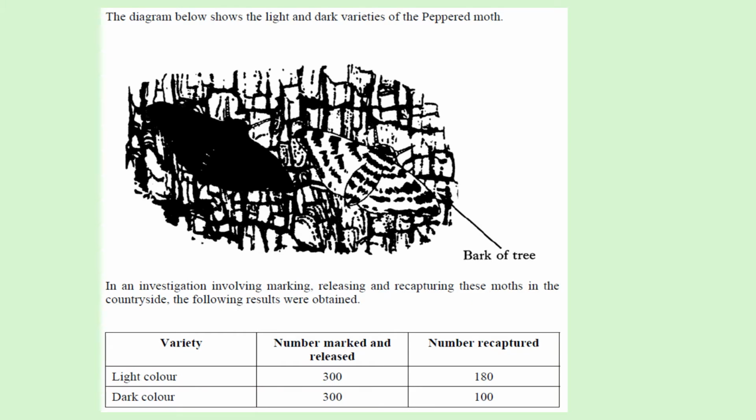So let's see if we can answer this SQA question, which says, the diagram below shows the light and dark varieties of peppered moth. So you've got pictures of the moth. In an investigation involving marking, releasing and recapturing these moths in the countryside, the following results were obtained. In light colour you marked and released 300, and you recaptured 180. For the dark colour you marked and released 300, and then you recaptured 100. So you recaptured more light coloured moths, and you're going to get asked why you managed to recapture more light moths than dark moths. So think about the answer to the question before you go to the next part of the video.